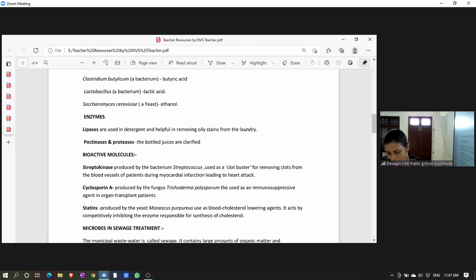Microbes and sewage treatment, next topic we'll see in the next class. So next class will be dealing with two topics: sewage treatment as well as production of biogas. After that, one more class: biofertilizers and biological agents. With that, the chapter will be over.